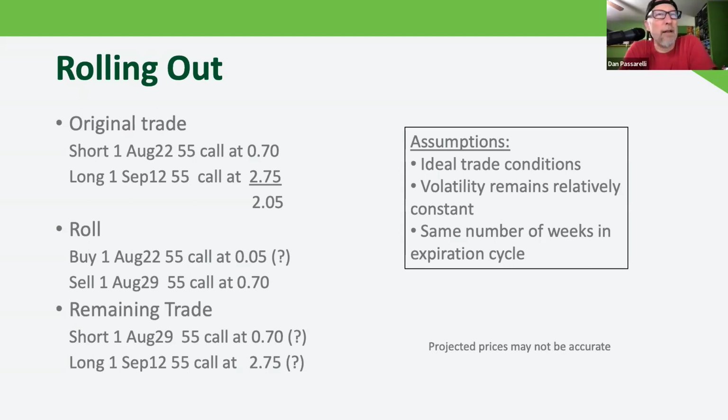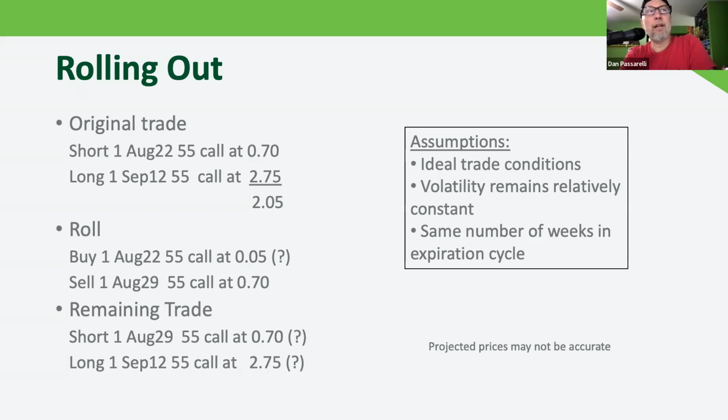Well, in reality, it probably won't be. It might be 68 cents, might be 79 cents. But, you know, we're just making this easy and assuming volatility remains constant. The stock basically didn't move. So if those two things are the case, it would be about 70 cents. Okay, we buy back the one we sold and we sell the same strike 1 week later at 70 cents.